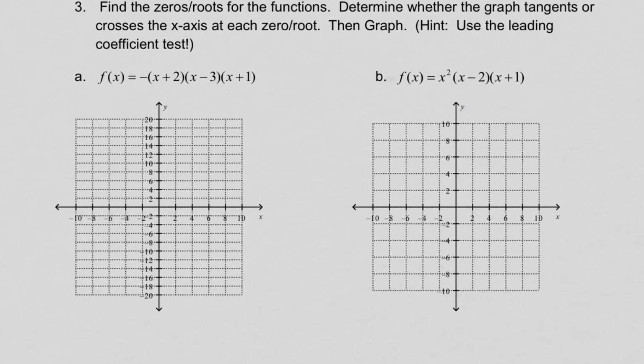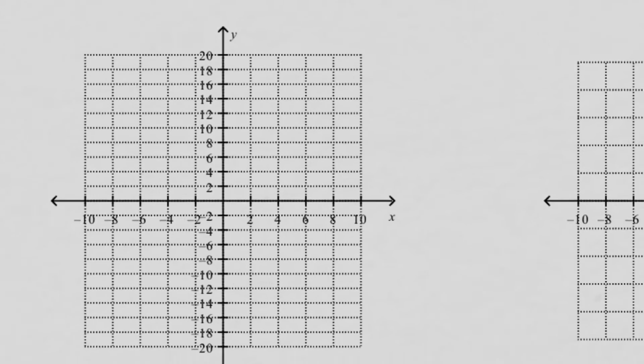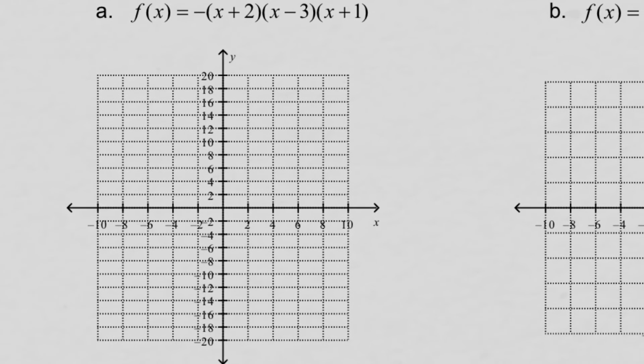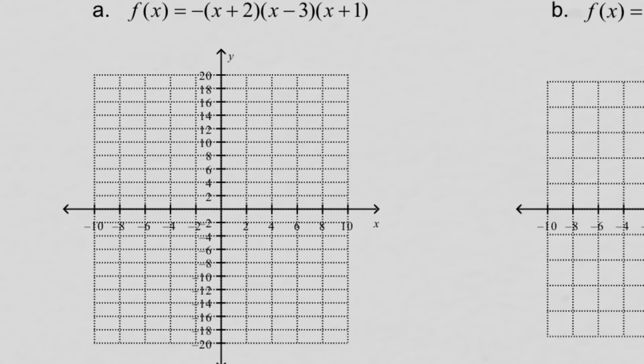Right, number 3, find the zeros/roots for the functions. Determine whether the graph is tangent or crosses at the x-axis at each zero or root. Then graph. Hint, use the leading coefficient test. Okay, so let's start with A. We have f of x equals negative (x plus 2) times (x minus 3) times (x plus 1).